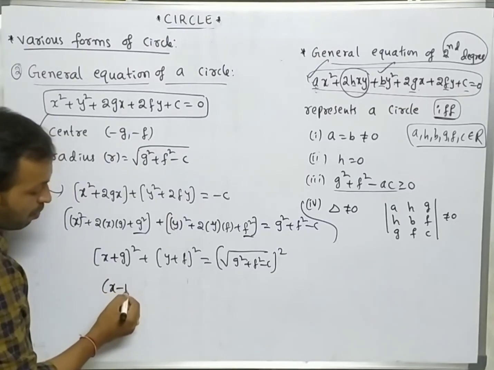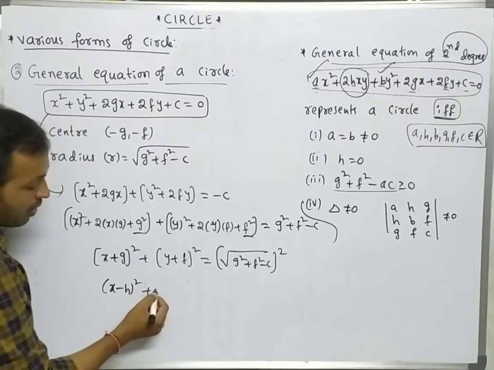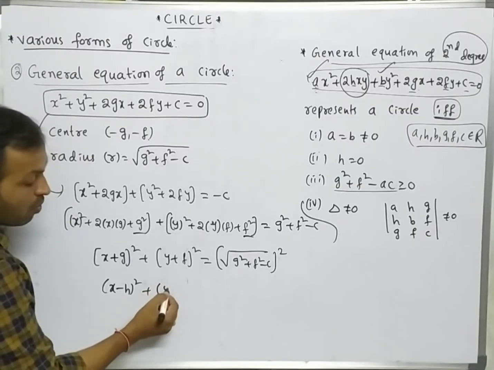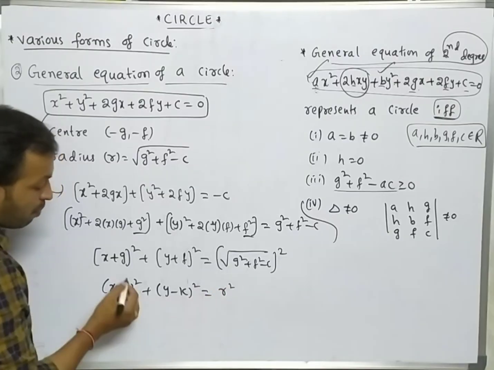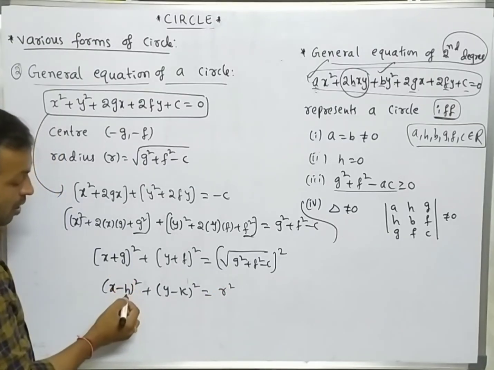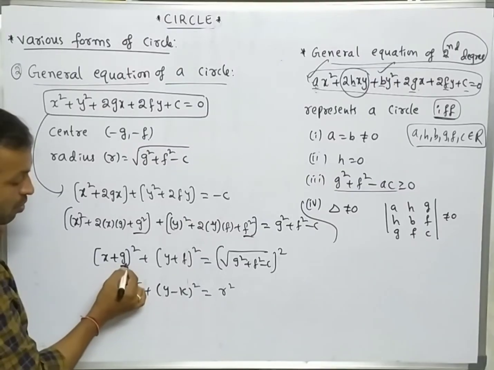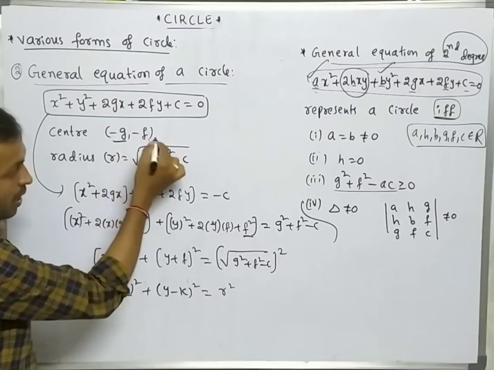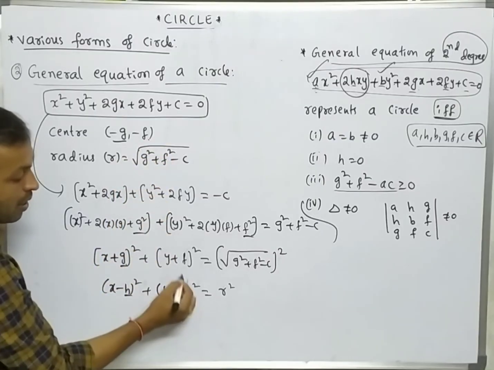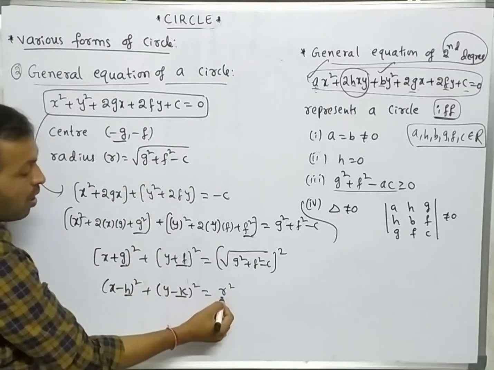So compare with the standard form. What is the standard form of the circle equation? (x minus h) whole square plus (y minus k) whole square is equal to r square. If we compare, we will get center: minus h is equal to plus g, then h is equal to minus g. (h, k) is the center, right? So minus k is equal to plus f, then k is equal to minus f.